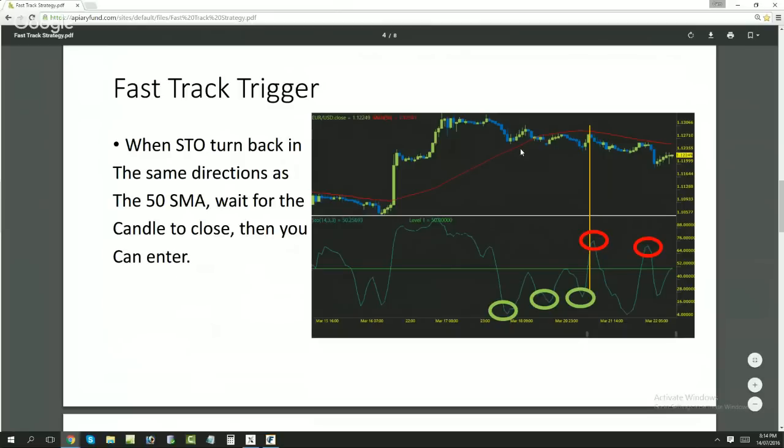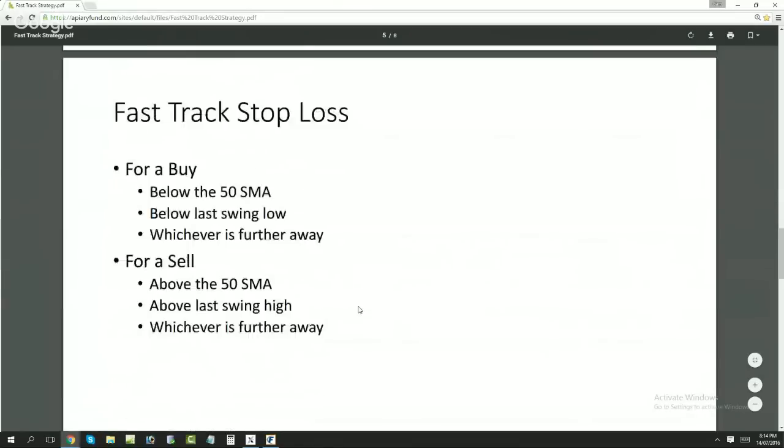So basically, we're looking for an up moving average. We're looking for this to be below the 50 line and then turning. And as soon as it turns and the candle closes, we can enter that buy trade, and vice versa for a sell trade. Stop loss.